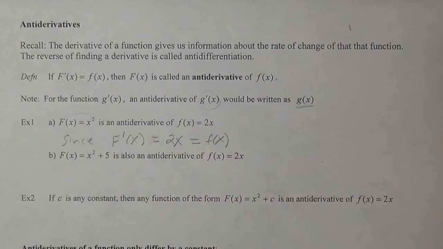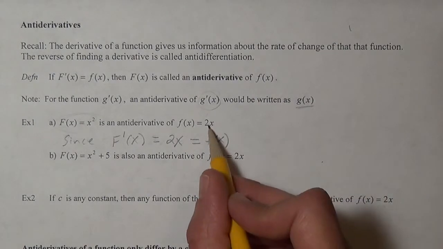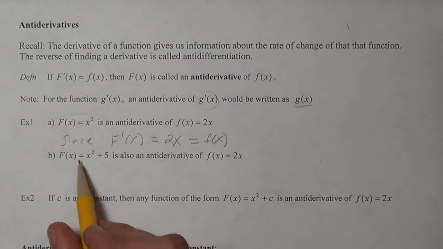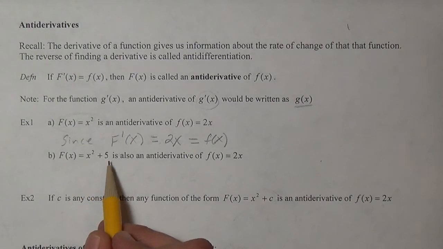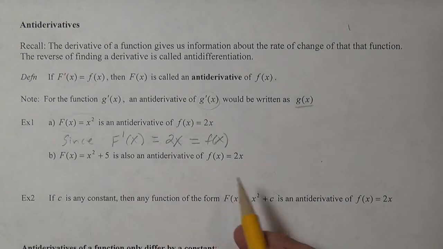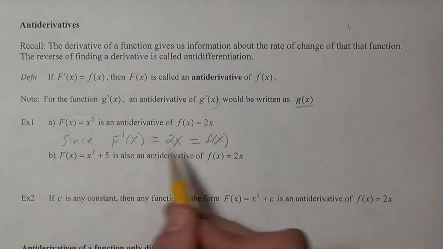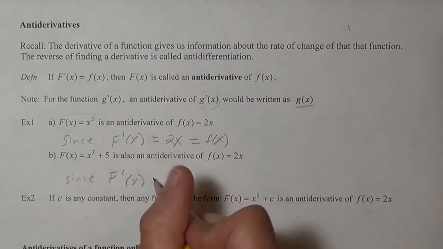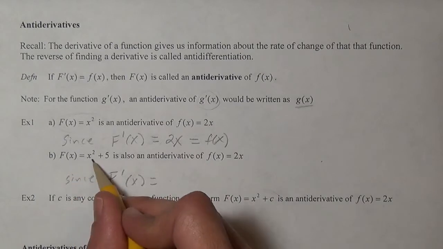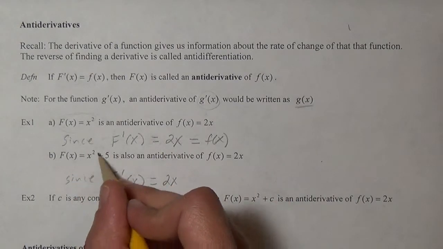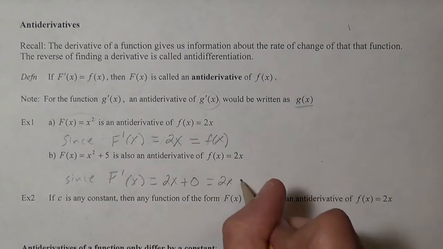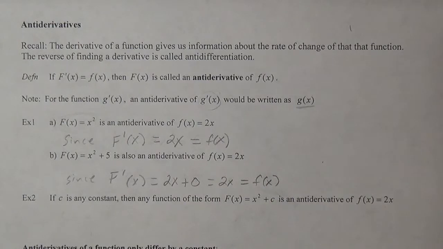So x squared is an antiderivative of 2x because when I take the derivative of x squared, I get 2x. For b, the function x squared plus 5 is also an antiderivative of 2x, and again, because if I take the derivative of this, I'll get that. So the derivative of capital F here would be 2x, the derivative of x squared, plus the derivative of 5, which is 0, so I just get 2x, which is my little f. So we have two antiderivatives of this function.